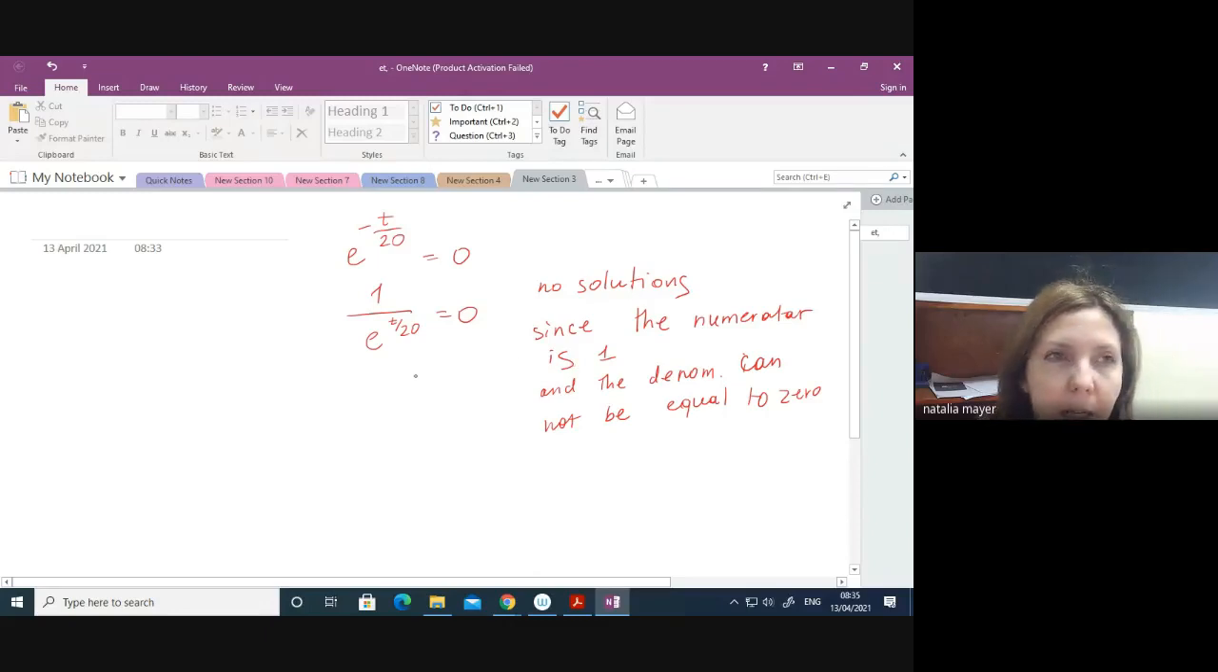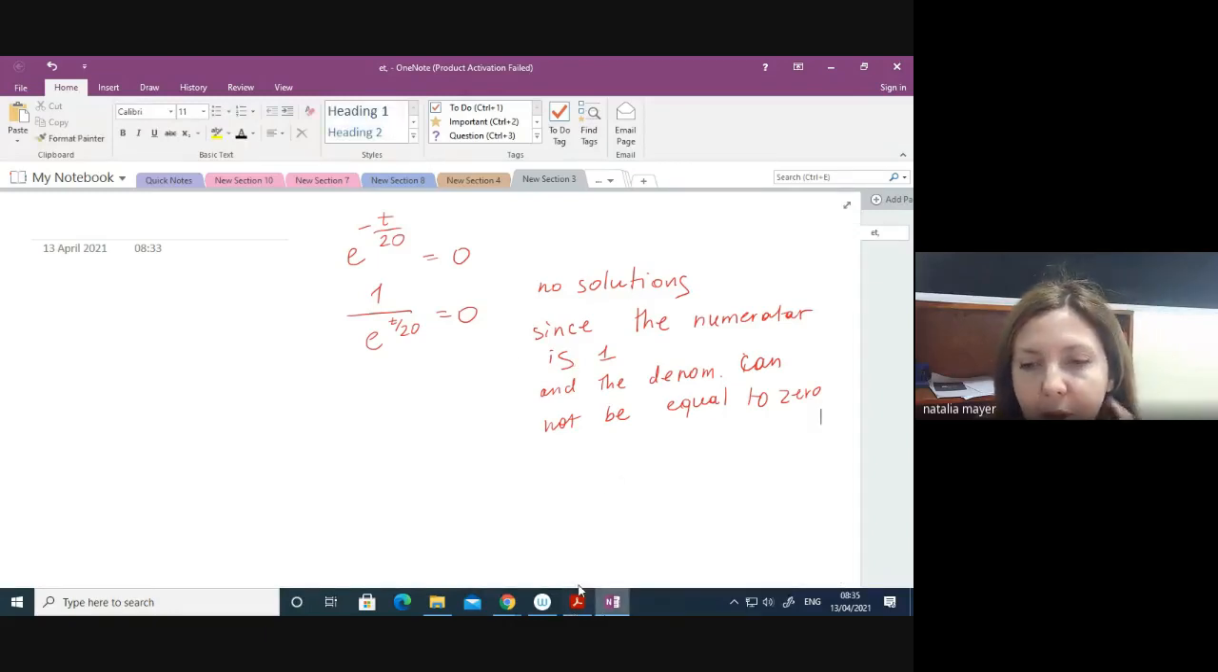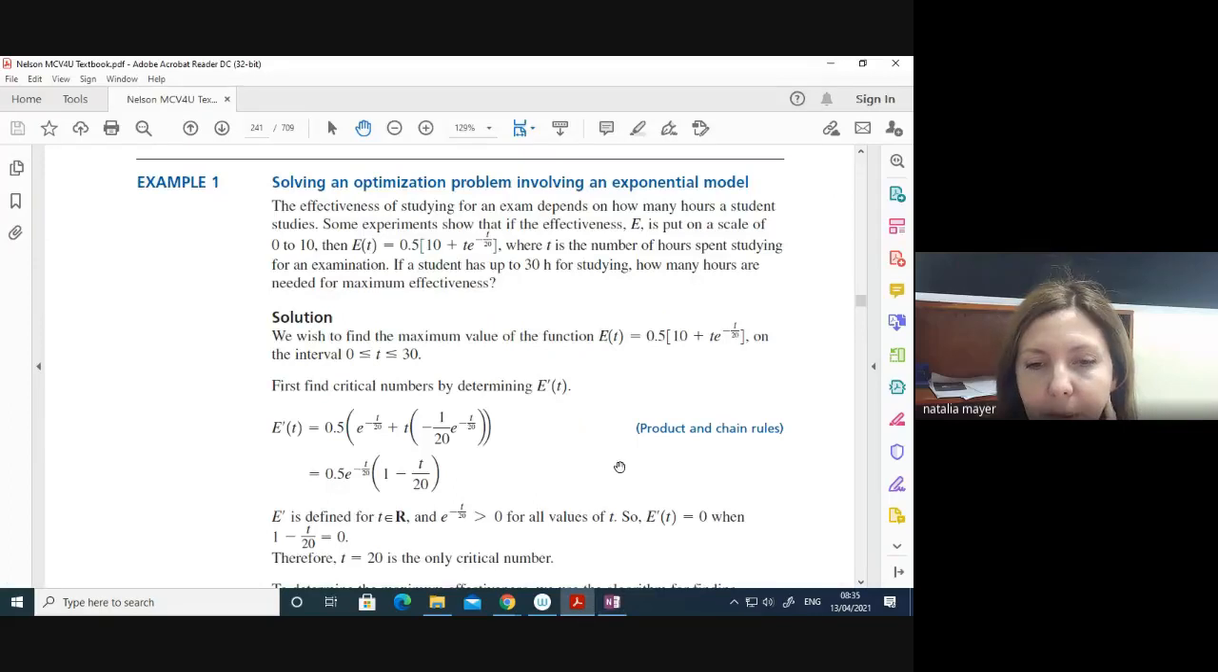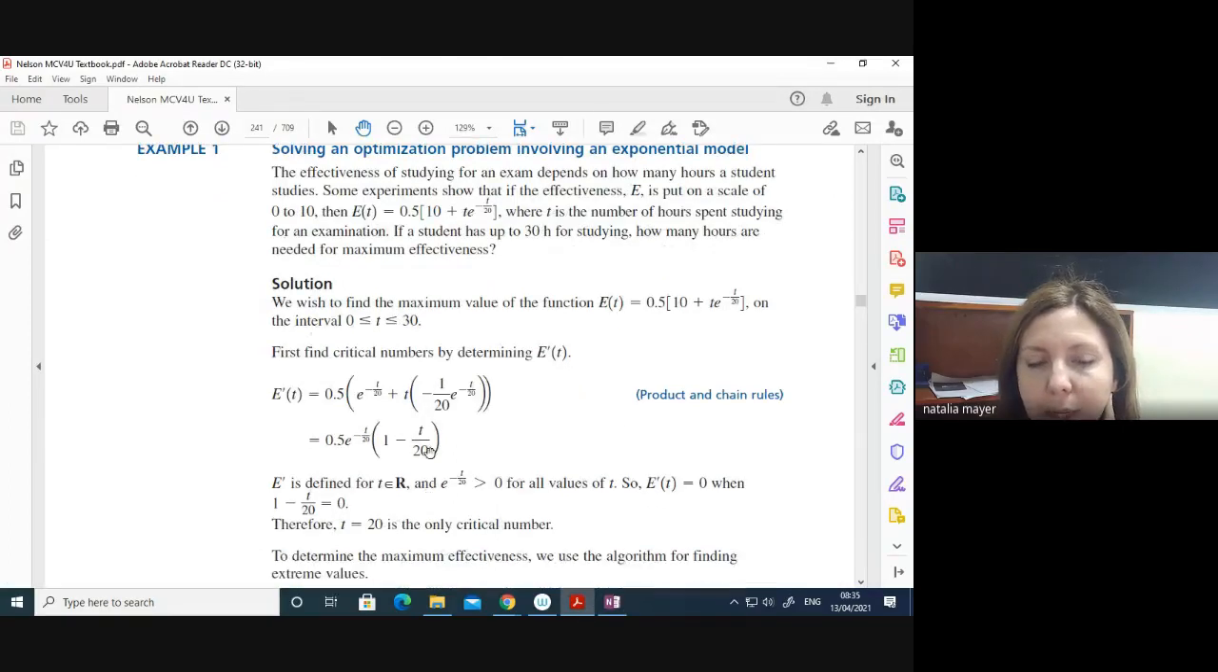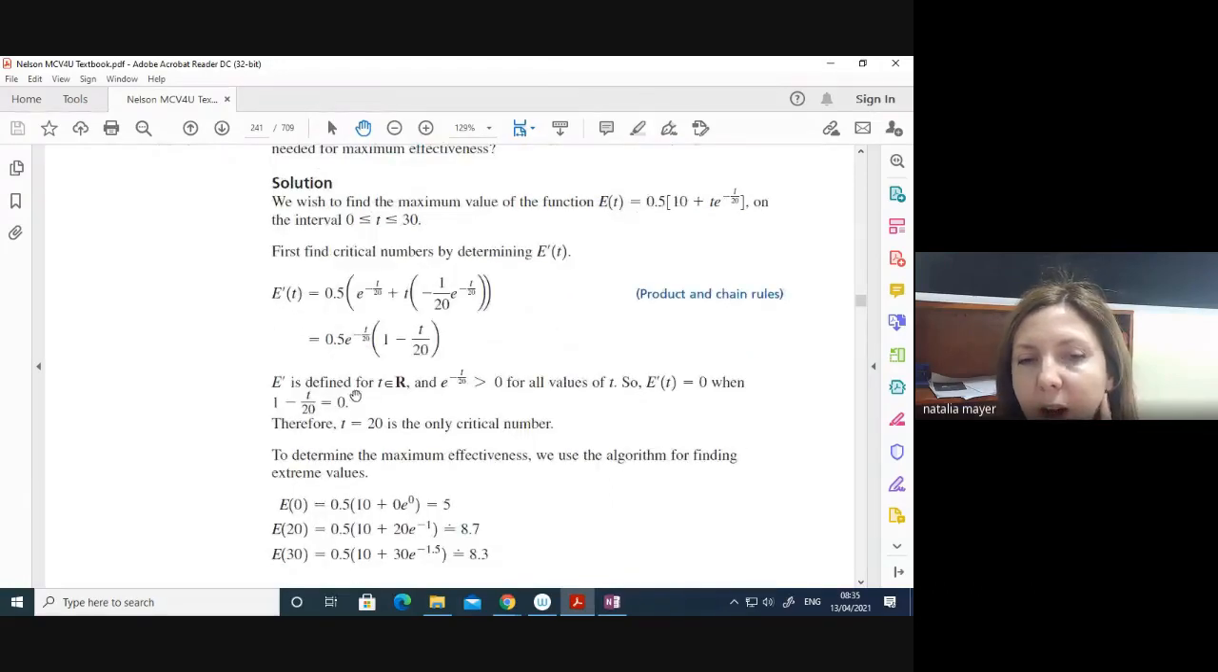All right, let's move back to the example. So that's why we're looking only at the small equation, which is 1 minus t over 20. We equate it to 0, and we can easily find that t is equal to 20. So t equals 20 is the only critical number because this is the only 0 of the derivative, right? The derivative doesn't have values where it's undefined.